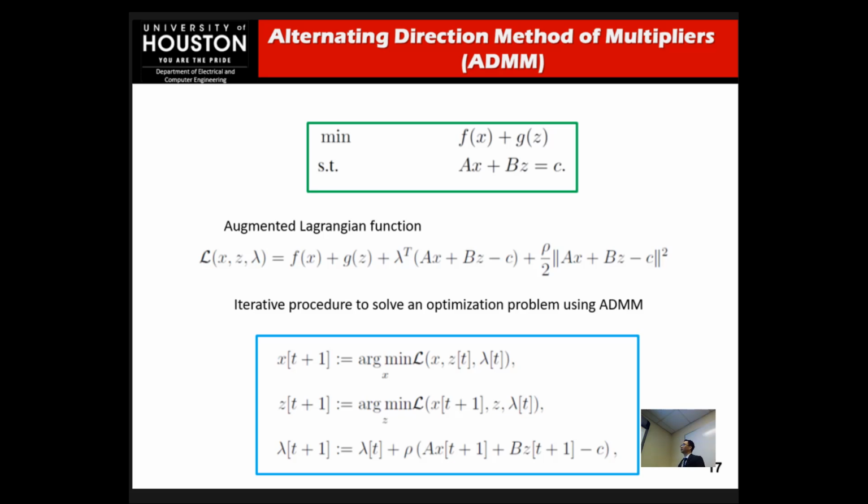First we optimize the Lagrange function over the variable S while considering the variables G and lambda as constants. The next step is we optimize the Lagrange function over variable G. We treat S and lambda as constants, and finally we update the dual variable. We repeat this procedure until it converges to the optimal solution.